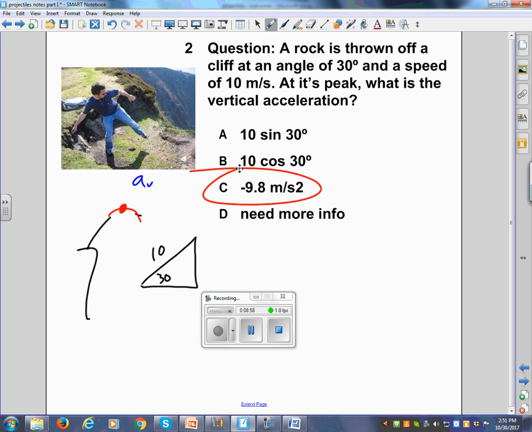Vertical acceleration the entire time is gravity. Gravity doesn't know when I throw Angry Pac-Man at Dawson when it's at the peak. Gravity doesn't go, oh, I see Angry Pac-Man is at the peak of his flight. I should turn gravity off momentarily.